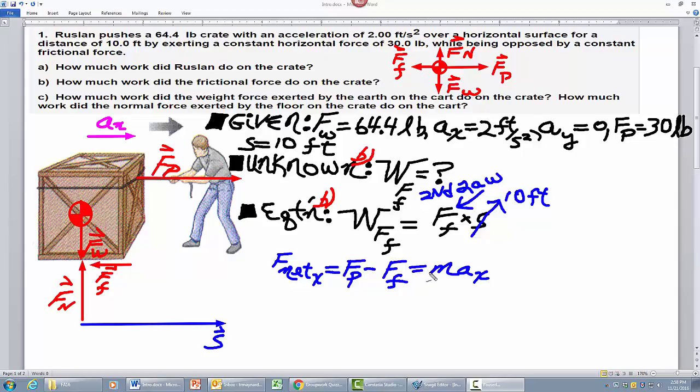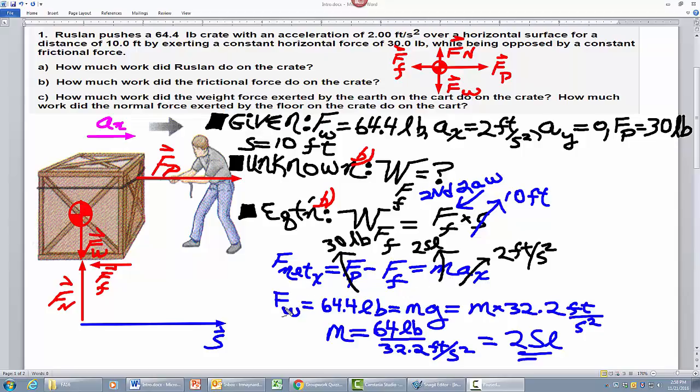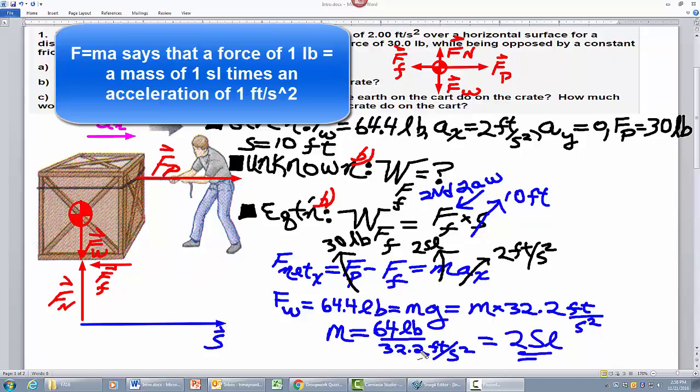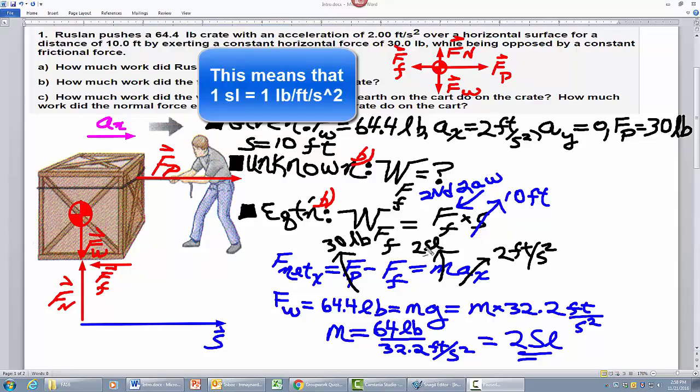The other side of the equation is mass times acceleration. So the mass of the crate, because that's the body that the forces are on, times the acceleration along the x-axis. To find the mass of the crate, we use the formula that the weight force is mass times the acceleration of gravity. We substitute in for the weight force 64.4 pounds. For mg, we write m, that's what we want to find, times the acceleration of gravity, or 32.2 feet per second squared at sea level. Solving, we get that the mass is 64.4 pounds divided by 32.2 feet per second squared, or 2 slugs. We substitute in 2 slugs for the mass.